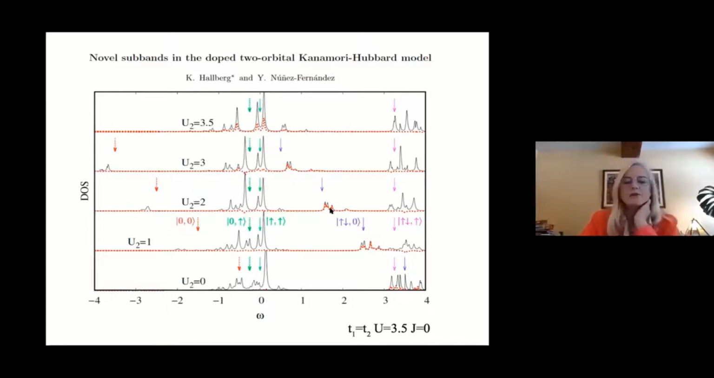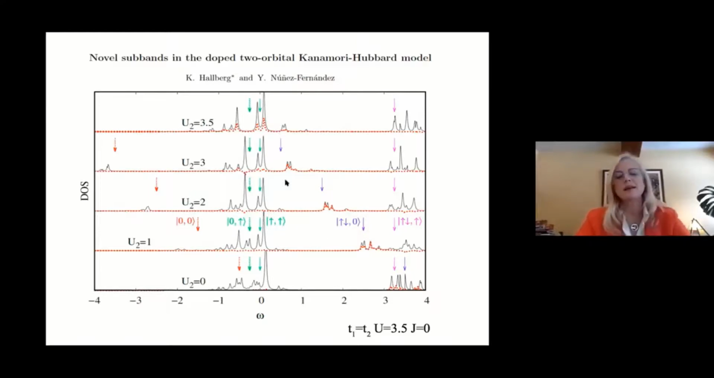We can also find other excitations like this one in green, which is one particle in orbital 1, one particle in orbital 2. It can be up or up-down. Here they are not separated because J is 0, and these peaks are related to this excitation here. The arrows are the exact energies obtained from the atomic limit, where the atomic limit is only considering two orbitals and looking at the multiplets from this atomic limit.